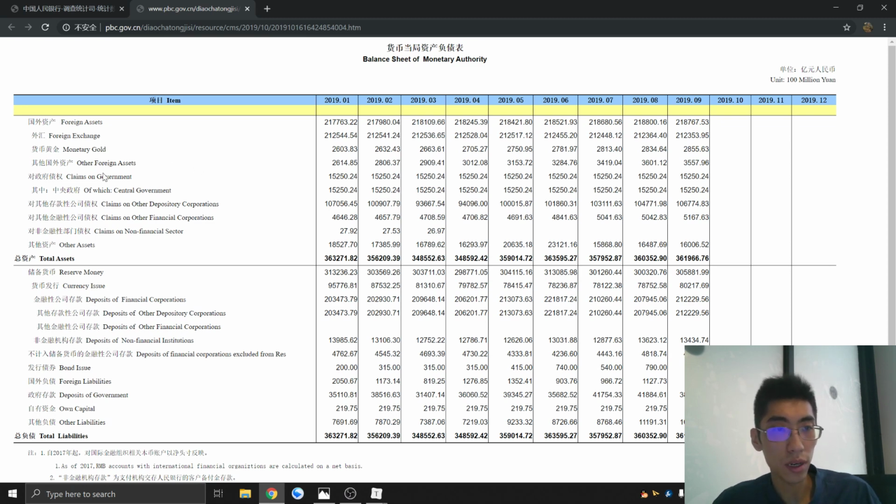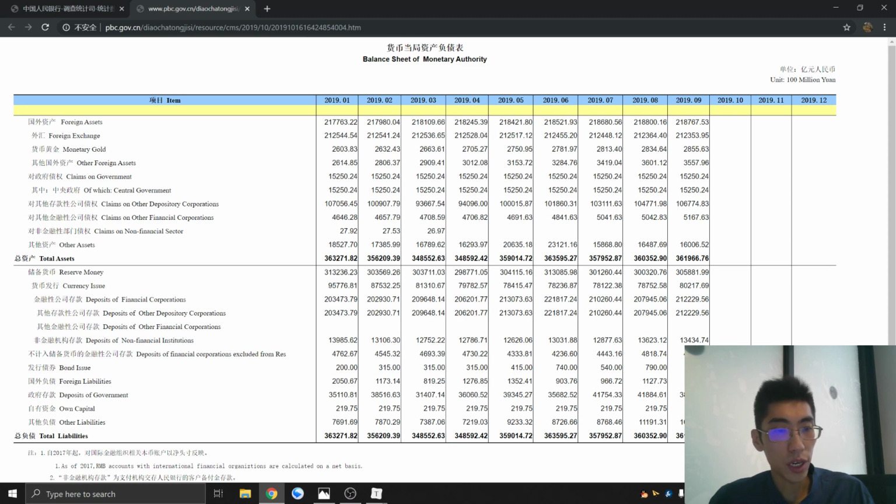And the scale of claims on government is not that large, and this is also very different from the Fed, the ECB and BOJ, since they have accumulated a lot of government securities, including treasury securities and MBS, and even shares. After the implementation of the QE policies, they accumulated a lot of claims on their own government. But China, no. PBOC hasn't implemented any QE policies, so on their balance sheet they are only a little.